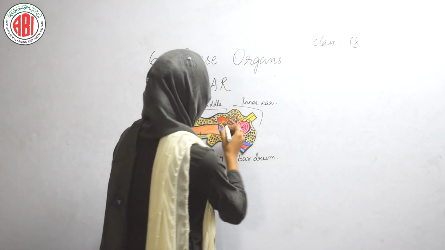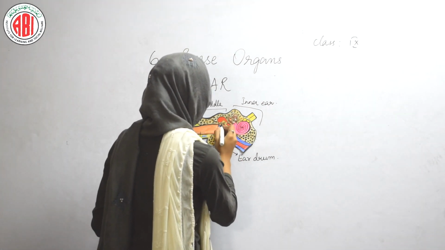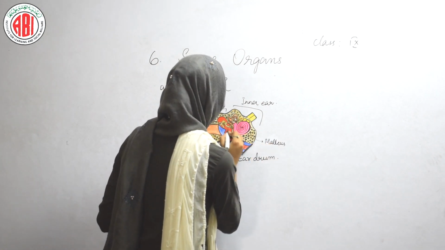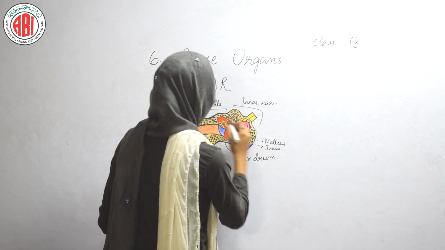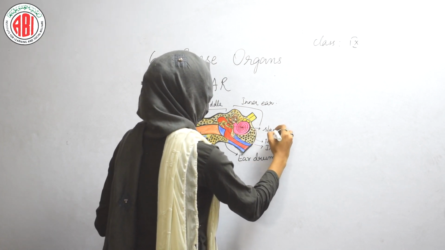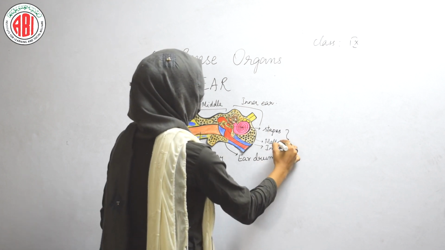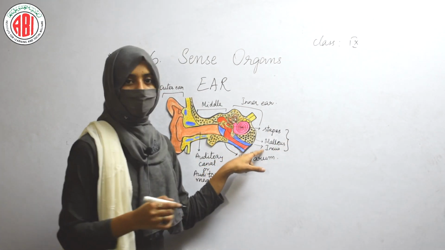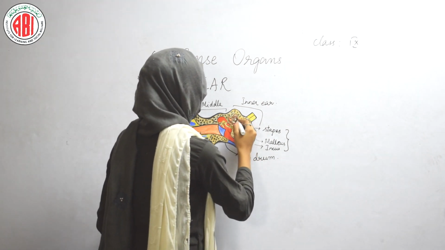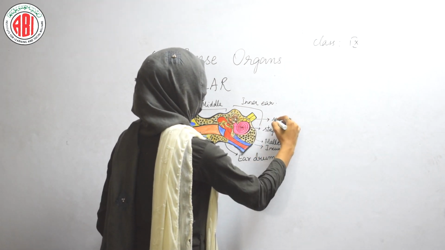Next, three important bones are present here. The first one is called the malleus, the second bone is called the incus, and the third and smallest bone of our body is the stapes. These three are very important bones that vibrate when the sound touches, and the sound waves then reach the semicircular canals.